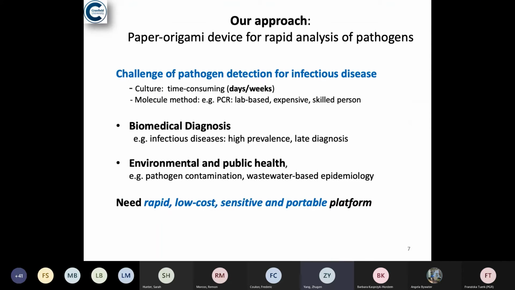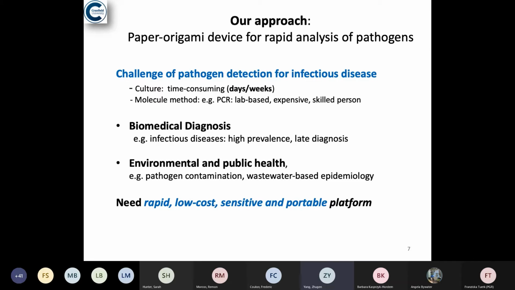As we already get to know a little bit of background of biosensors compared to conventional analytical tools, we have some advantages. In the specific case of the detection of pathogens, there are still some challenges. Typically people are using culture methods, which are time consuming and limited to the lab. Alternatively, people can use molecular methods.